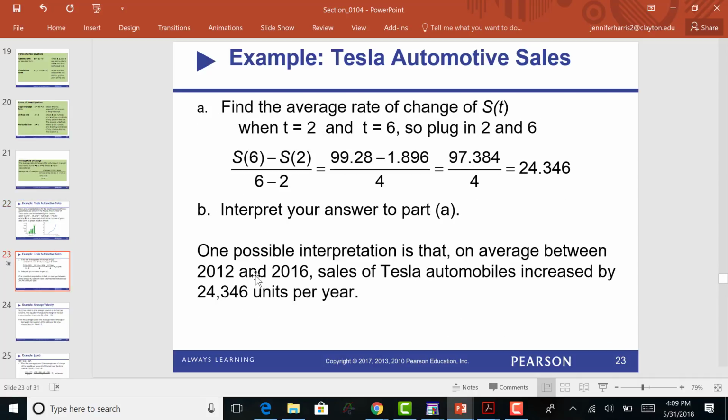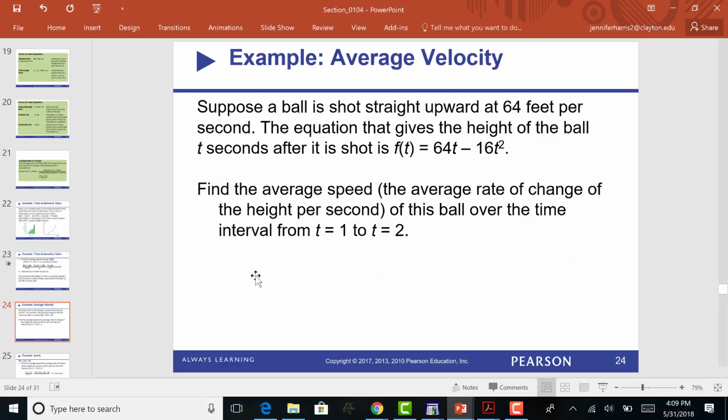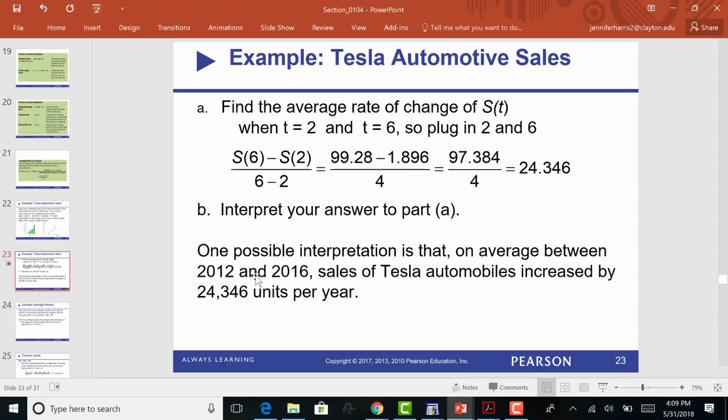Okay. All righty. Here's the next slide. Suppose a ball is thrown straight upward. Oh, question. I'm sorry. Go ahead, Tina. Can you go back? Where the 99.28 and the 1.896 are from? You plug it into the equation. If you plug the 6 into the original equation, you're going to get that number, and plug the 2 into the original equation, you're going to get this number.